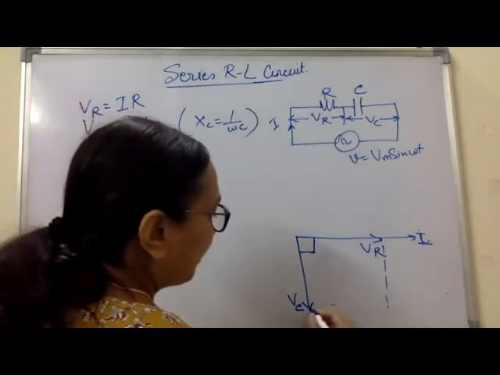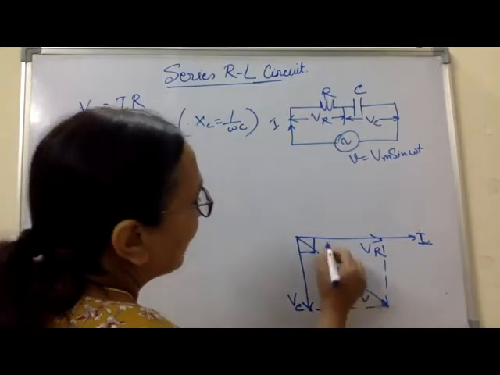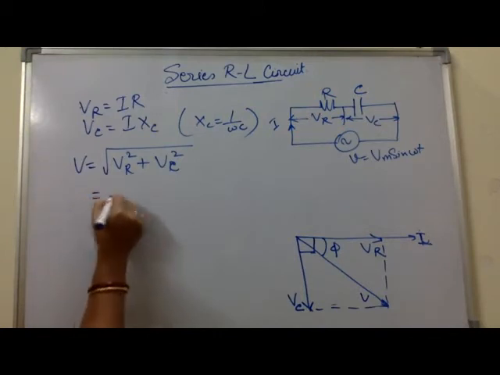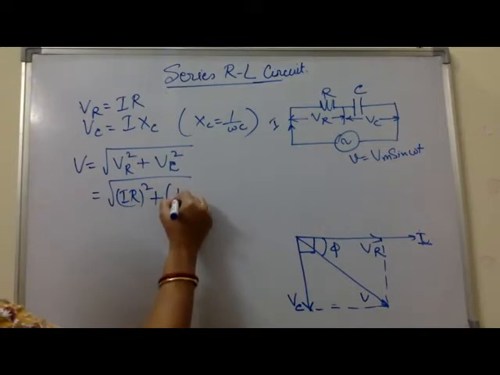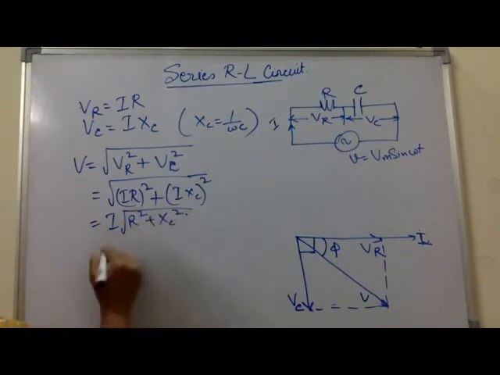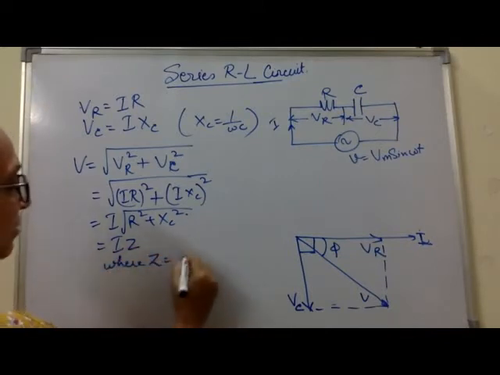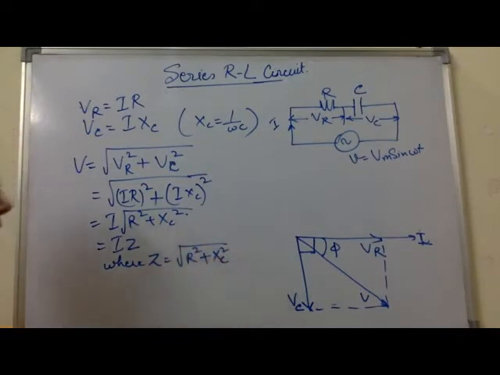Graphically, when you solve it, you will get this resultant applied voltage V, and this is angle phi. Mathematically, V is the square root of VR squared plus VC squared, where VR is IR and VC is I XC. This comes out to be I times the square root of R squared plus XC squared, that is I into Z, where Z is equal to the square root of R squared plus XC squared.